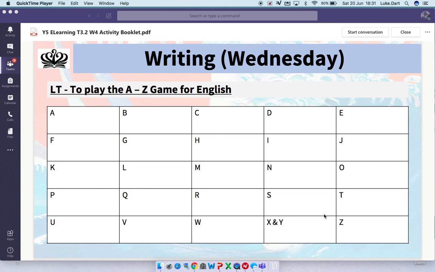So you need to do that from A through to Z. That's 26 different pictures. And you need to also do this one for maths today as well.